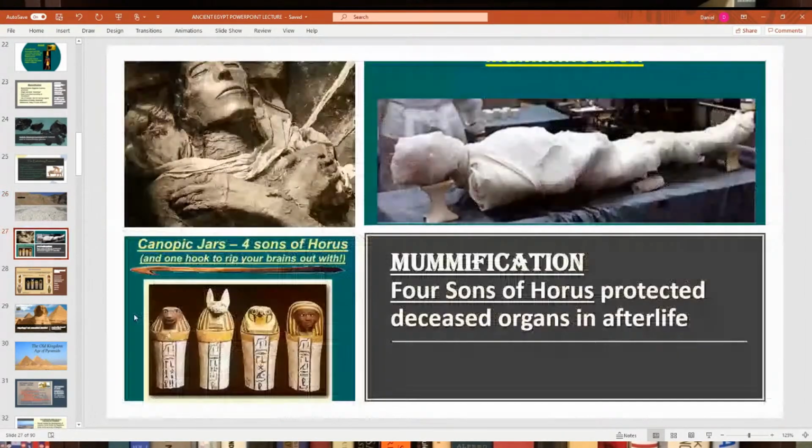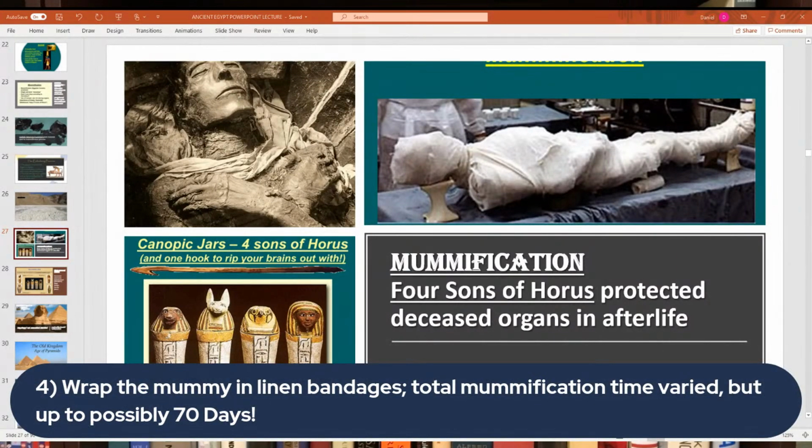Then one of the other big processes, of course, as you know, was to wrap the body, the mummy, in bandages, which took days too. They would wrap each part of the body a lot. That varied on the time. But you can see the total process could be, like I said, about 7 weeks at the most overall.